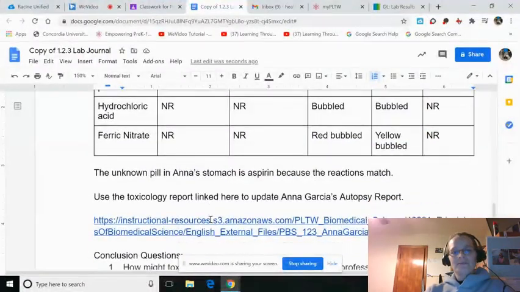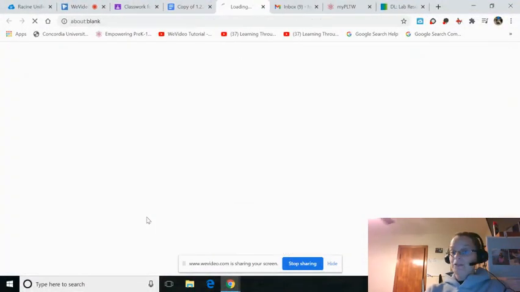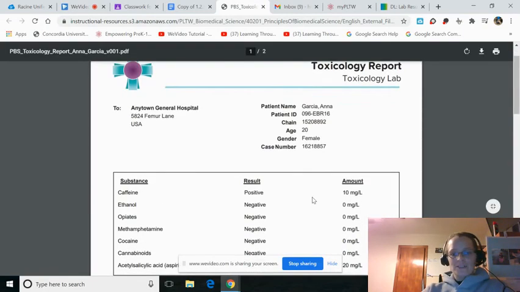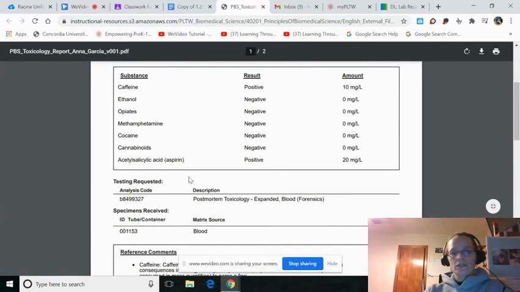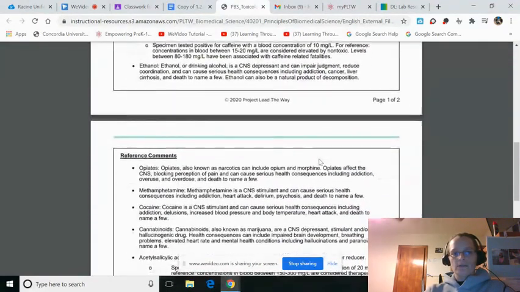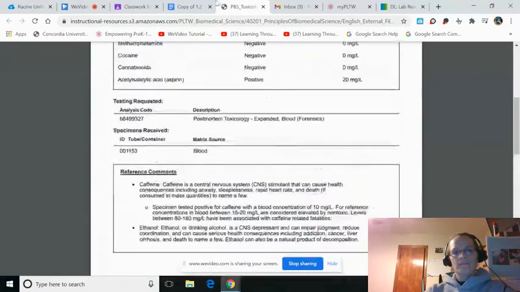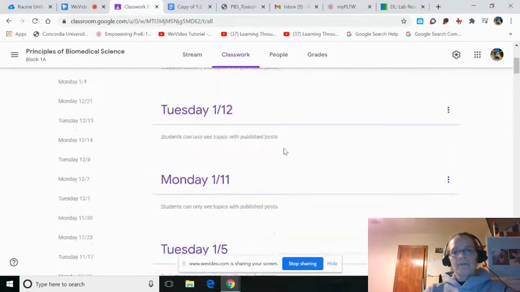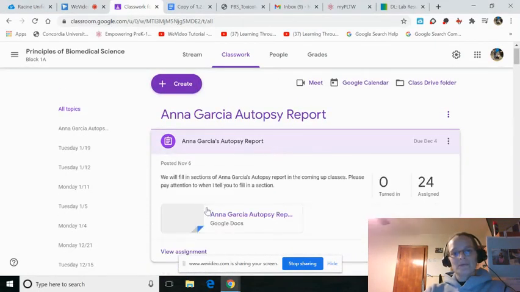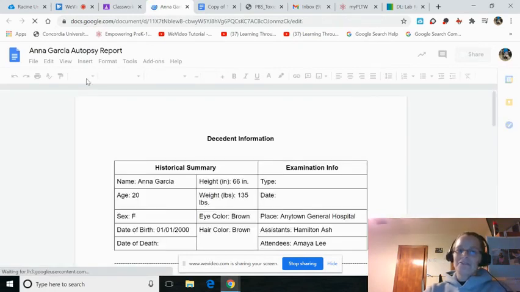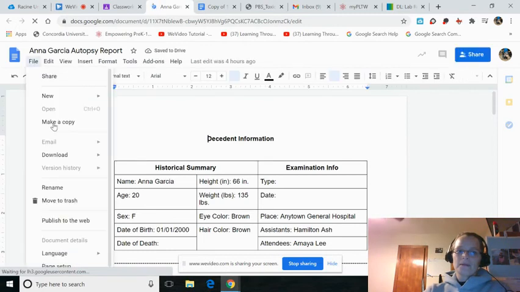All right, so now we have to look at Anna Garcia's toxicology report. It's exciting stuff. So she had some caffeine, she had some aspirin. It doesn't look like anything else. So go back to classwork and click open Anna Garcia's autopsy report. We're going to update that. Now I'm going to make a copy so that I can keep track of all of this. So file, make a copy.